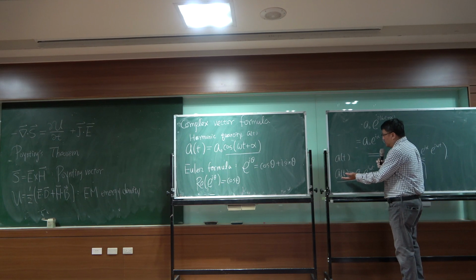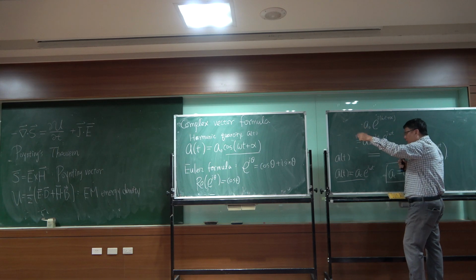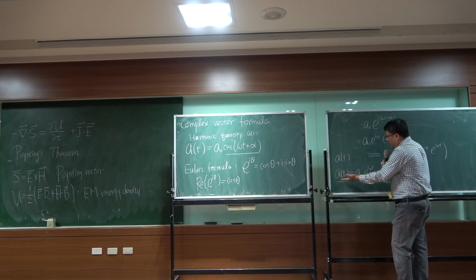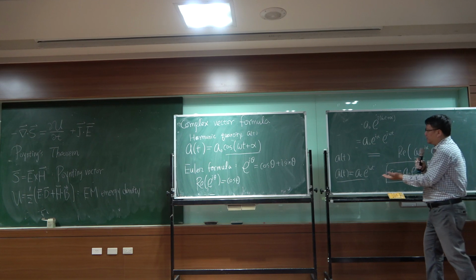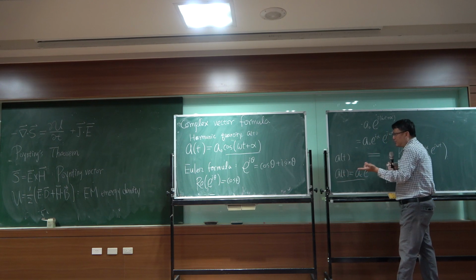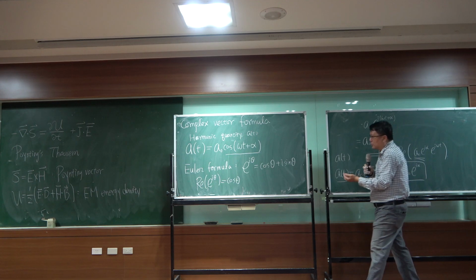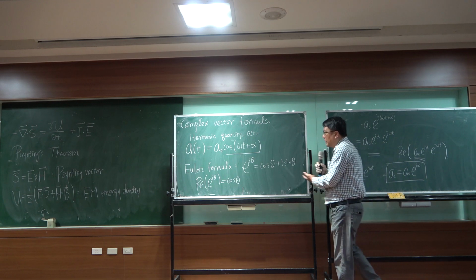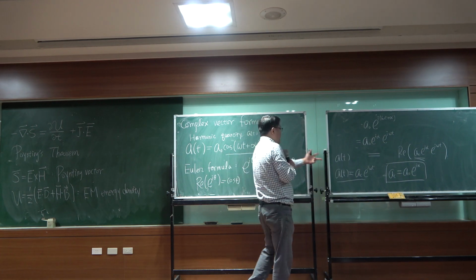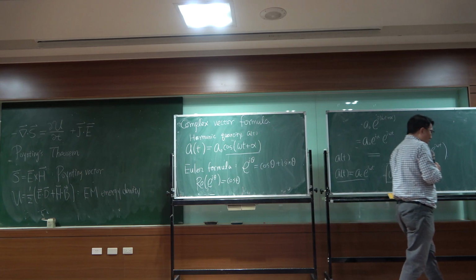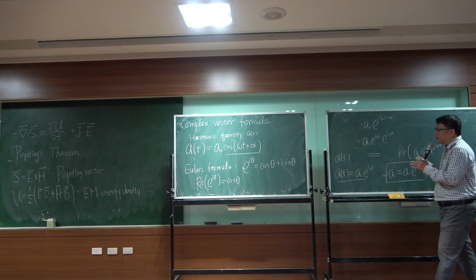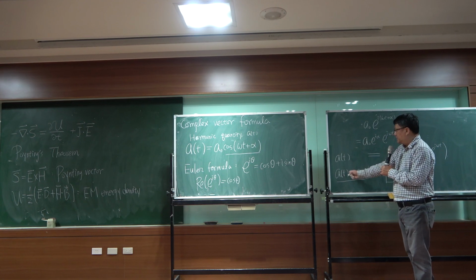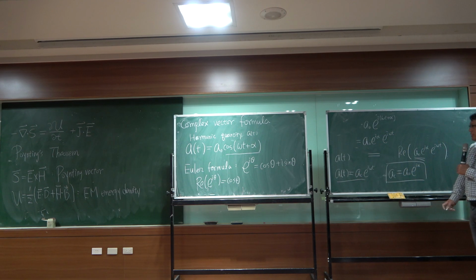However, we sometimes can represent A(t) with its complex counterpart, and sometimes we do not distinguish the complex version and the real version for convenience. Once you want to know the real value, you just take the real part of this representation.